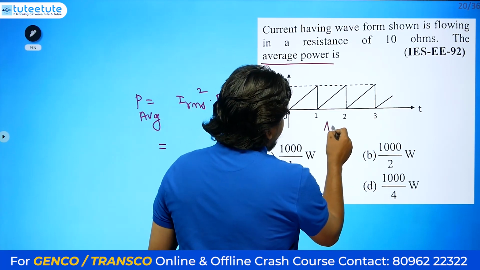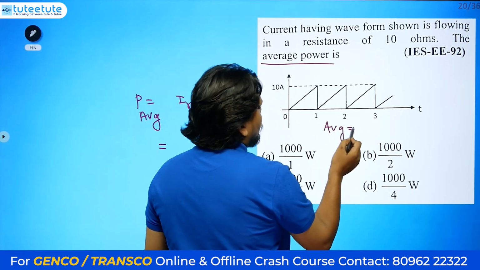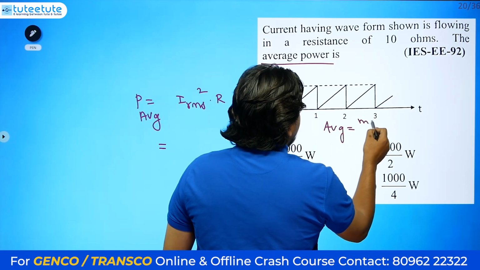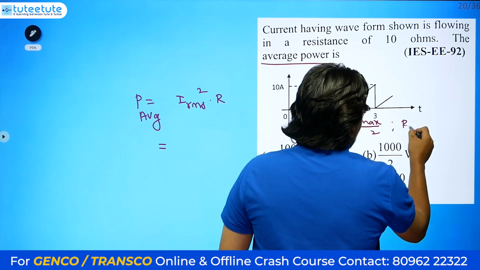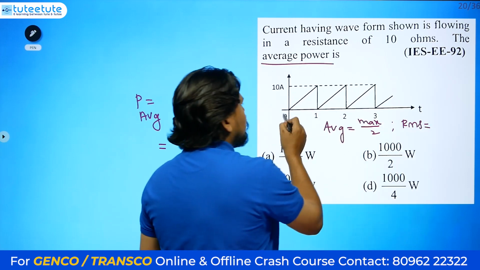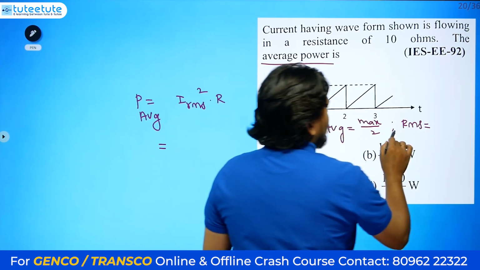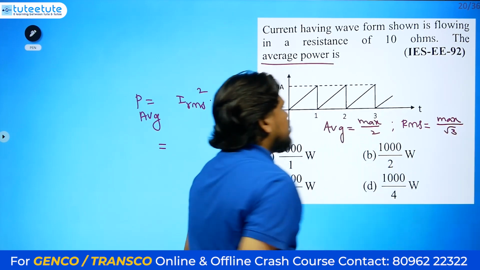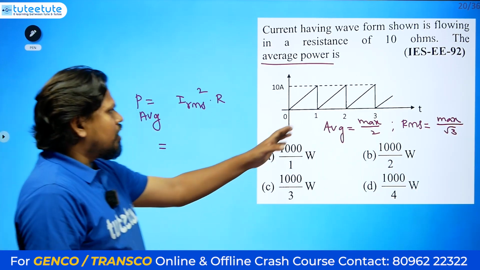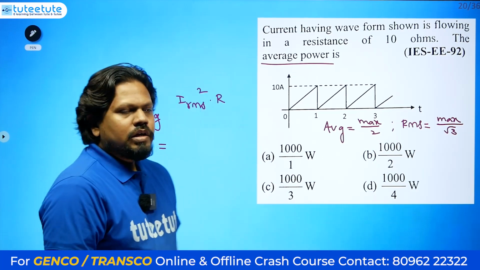For the triangular or sawtooth waveform, the average value is equal to maximum value divided by 2. Okay, so this is the average value. The RMS value, either current or voltage or any waveform it is, equals maximum value divided by root 3. So remember these two. Definitely this model of problems they have given many times in our exam also.